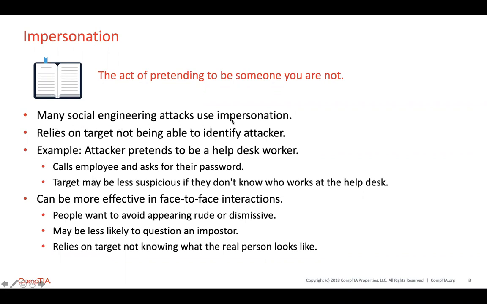Many social engineering attacks use impersonation, which relies on a target not being able to identify the attacker. Example attack: the attacker pretends to be a help desk worker and calls employees to ask for their password. Targets may be less suspicious if they don't know who works at the help desk. It can be more effective in face-to-face interactions. People want to avoid appearing rude or dismissive, so they may be less likely to question an imposter. It relies on the target not knowing what the real person looks like.